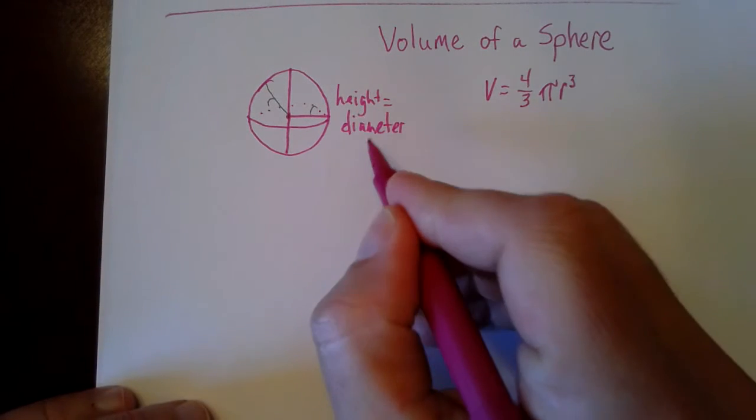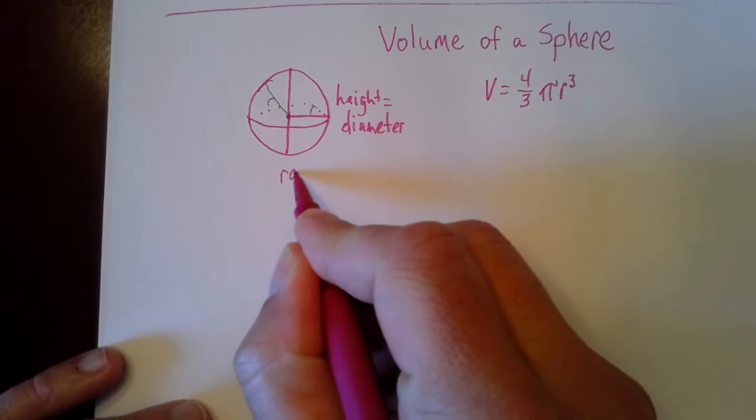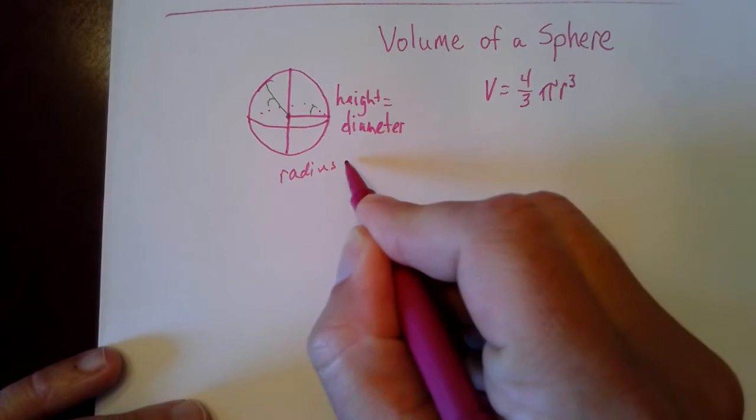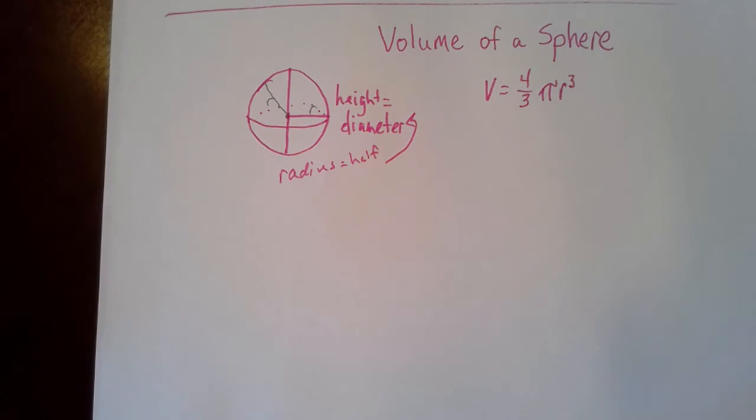So if you have the height, you have the diameter, you have the radius, because the radius, remember, is always half of the diameter or the height. Okay?